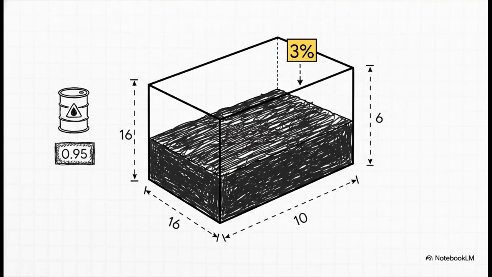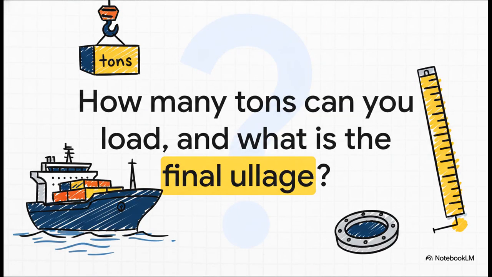So here's the scenario. You've got a deep tank, 16 meters long, 10 wide, 6 deep. You're loading an oil with a relative density of 0.95, and the safety rule is very specific. Allow for 3% expansion of the oil volume. Remember what we just said about wording? This is key.